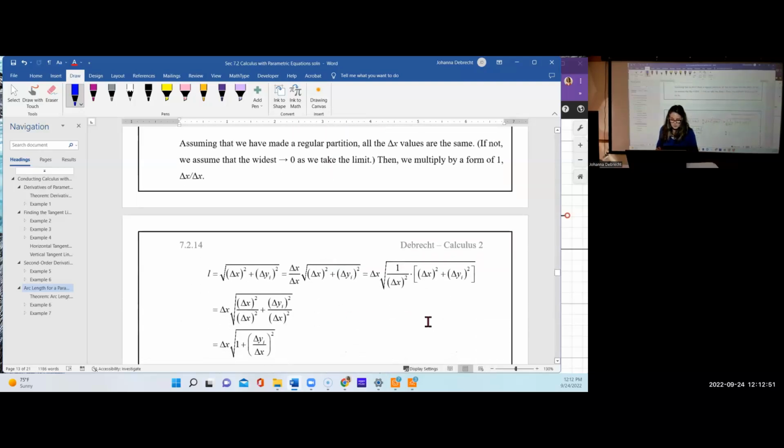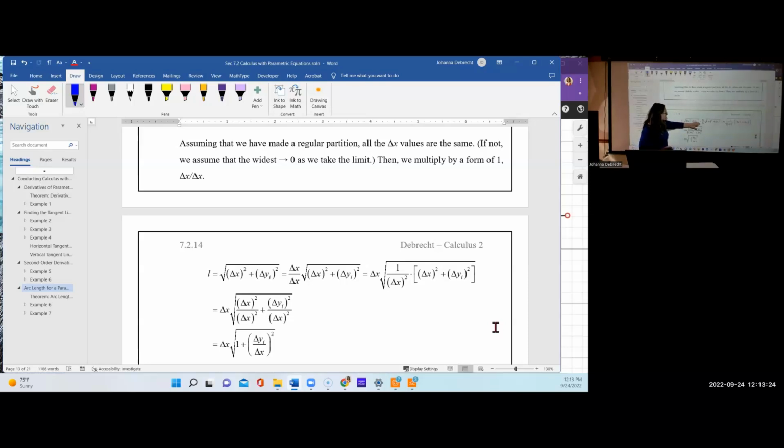Now we're going to assume that we're going to make a regular partition. Remember, in a regular partition, the lengths of all the subintervals are the same. It's not actually necessary. It's just necessary that the length of the widest one goes to 0 as we take the limit. But it does make the calculations easier if we make a regular partition, because what we're going to do is multiply by a form of 1, delta x divided by delta x, where delta x is the length of each subinterval because we made them all the same.